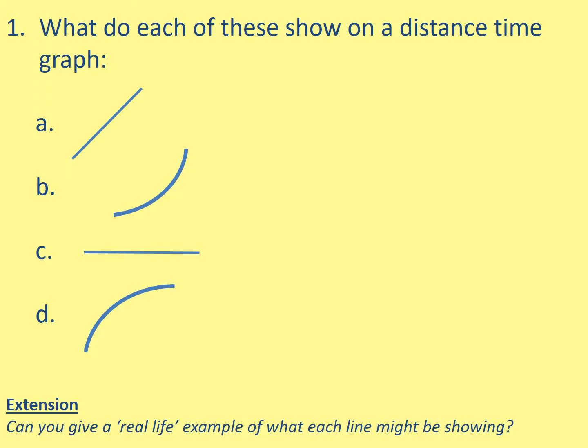I'd like you to pause the video and have a go at these questions. Question 1 asks you to say what does this line show on a distance time graph? And then the extension, could you give a real life example of what the line might be showing?